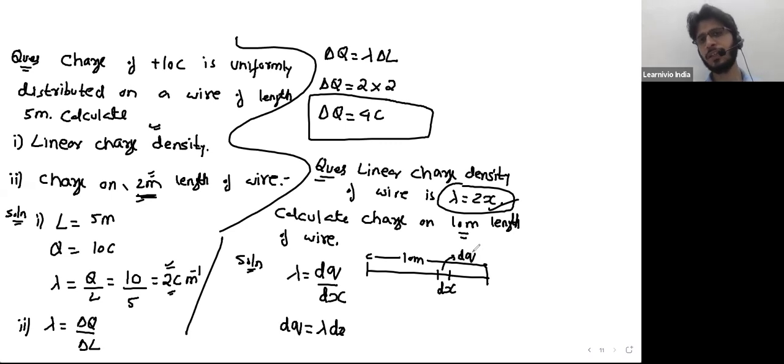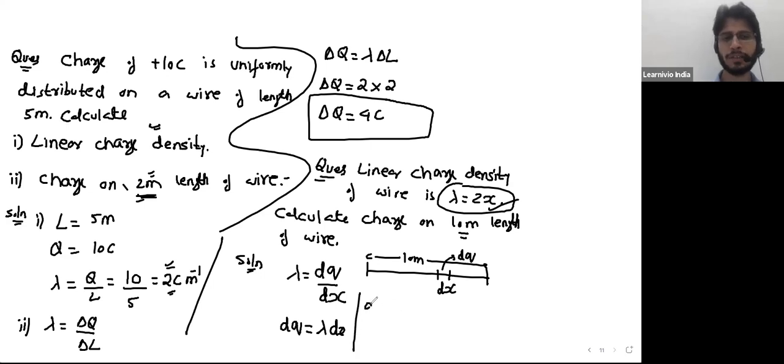Have we revised integration in this batch? Yes or no? No, sir, we have not yet revised integration. Okay, we'll do it later. We'll first revise integration, then we will come to the solution of this. Well, if someone is comfortable with integration, then I'm just completing this.